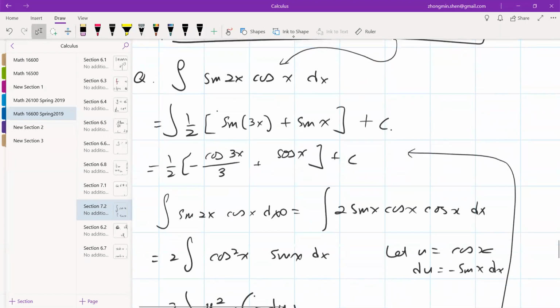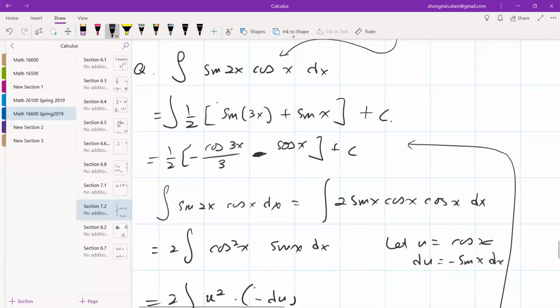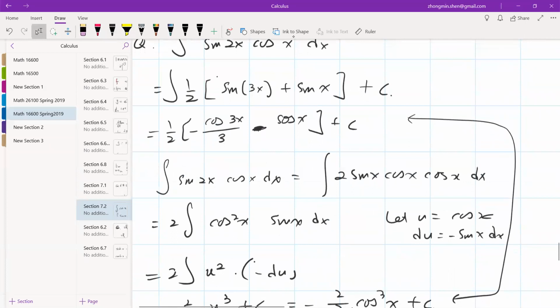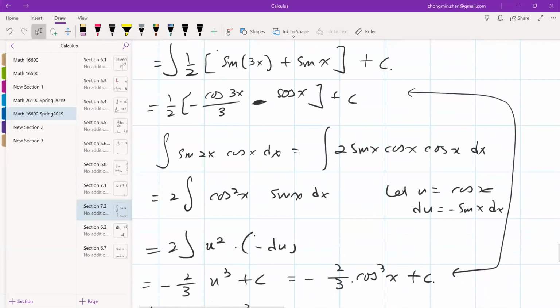I think the antiderivative should have a negative sign here, okay? Because the antiderivative of negative cosine is sine x. That's a small difference, and that's okay. Yeah, but we do not use that variable, right? But then we have another way to solve the problem.